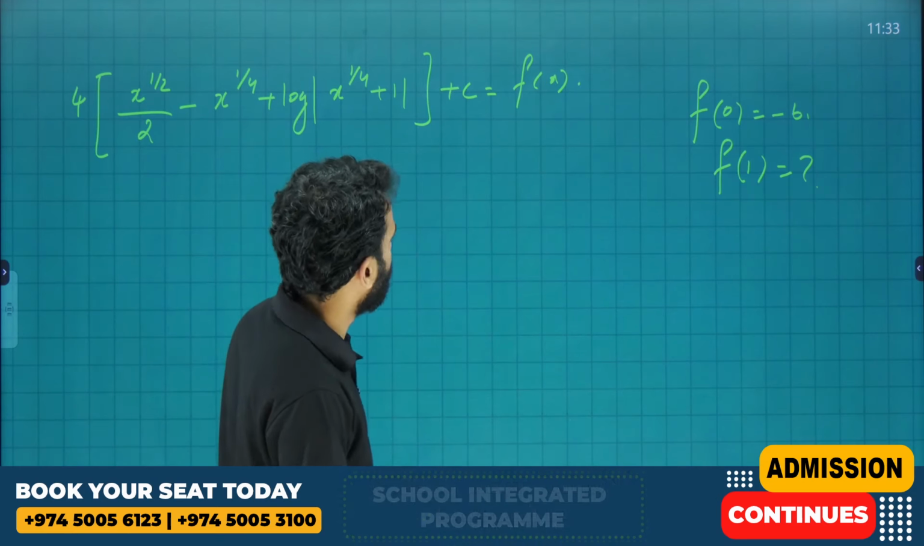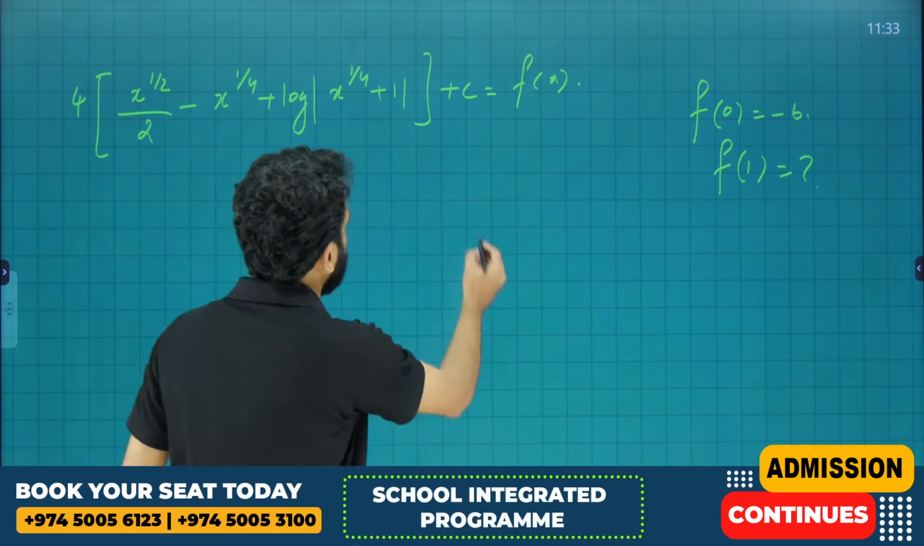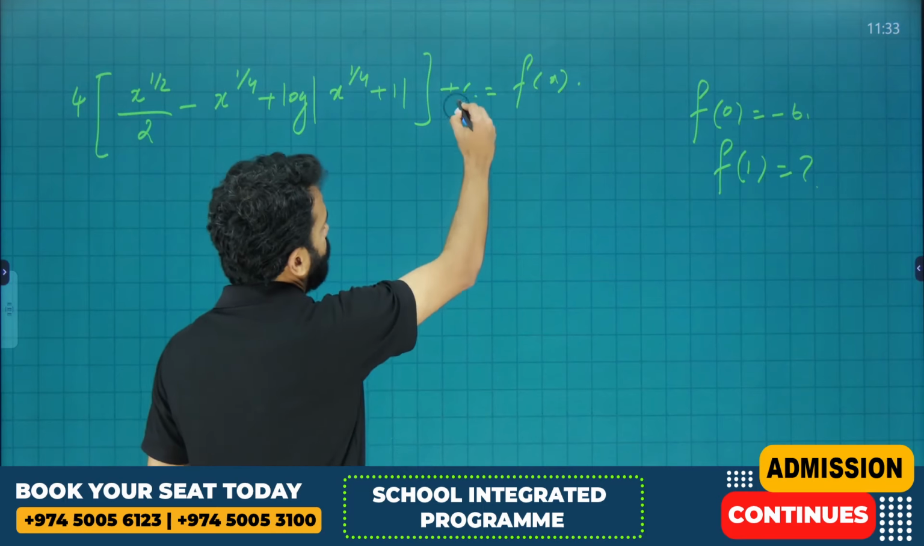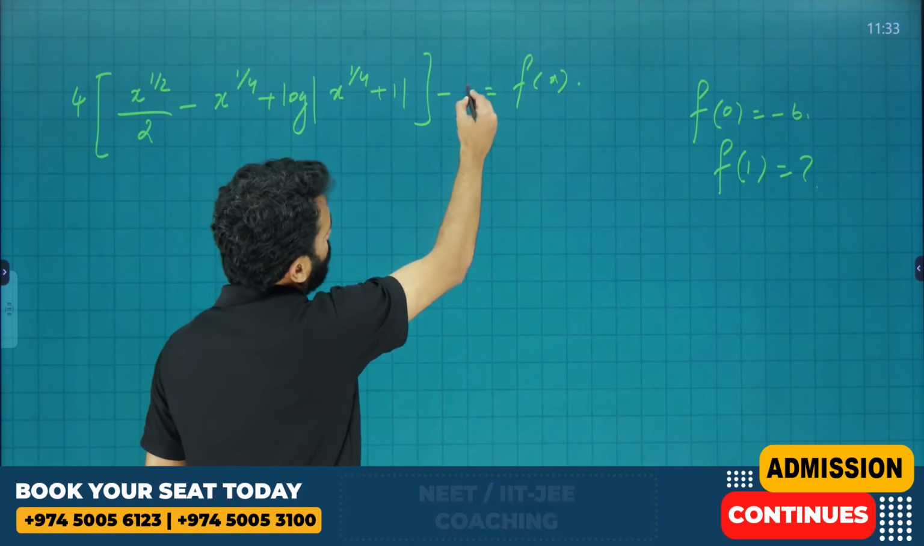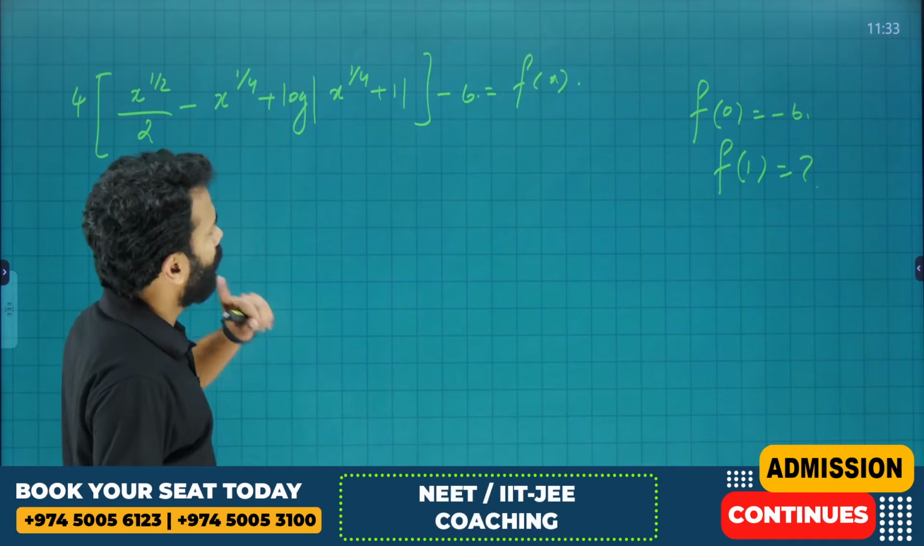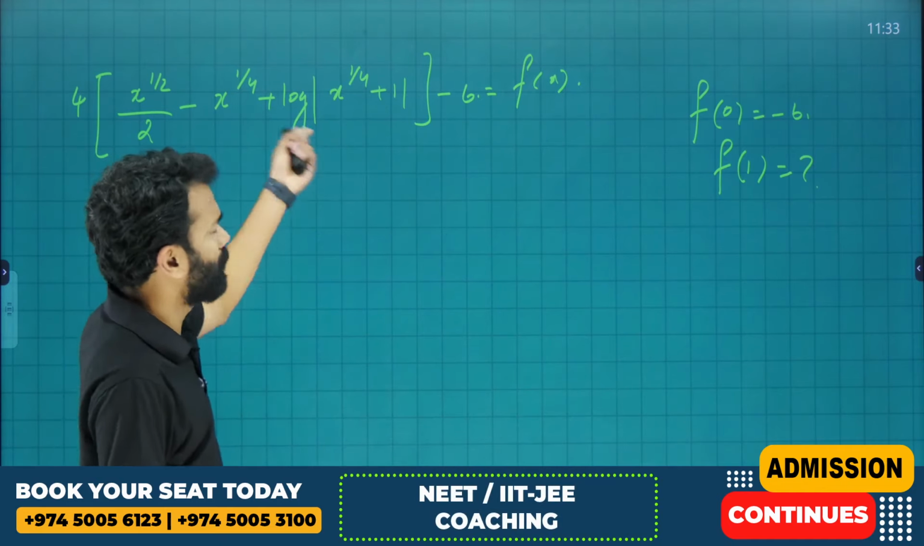Therefore, what is the value of c? Minus 6. So I'm substituting minus 6 here itself. To save the step, it will be minus 6. Then you need to find the value of f of 1, right? Just put x is equal to 1.